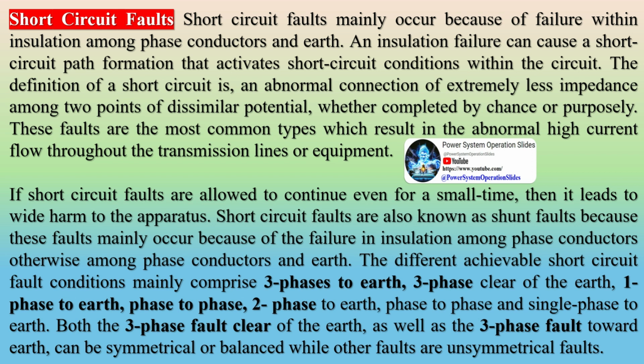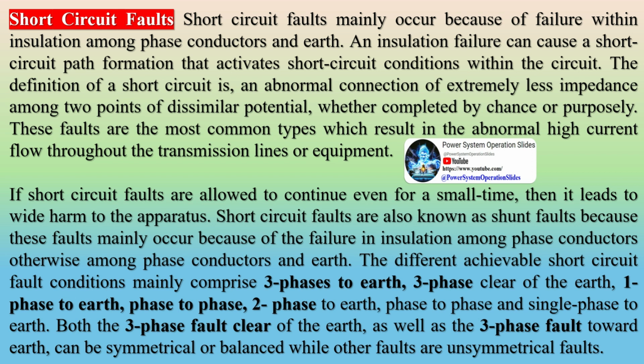These faults are the most common types, which result in abnormally high current flow throughout the transmission lines or equipment. If short circuit faults are allowed to continue even for a short time, it leads to wide harm to the apparatus. Short circuit faults are also known as shunt faults because these faults mainly occur because of the failure in insulation between phase conductors, or between phase conductors and earth.